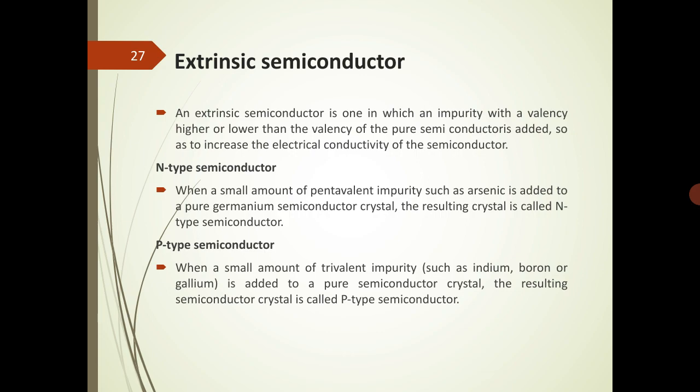In n type, when a small amount of pentavalent impurity material such as arsenic is added to a pure germanium crystal, the resulting crystal is called n type. For p type, a small amount of trivalent impurity such as indium, boron or gallium is added to a pure semiconductor crystal. The resulting crystal is known as p type semiconductor.